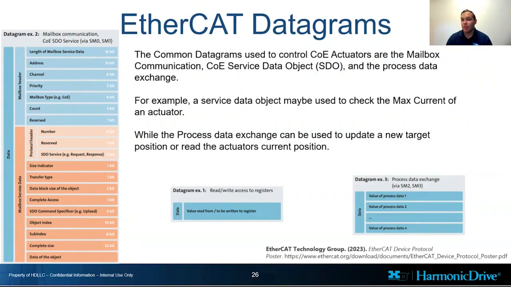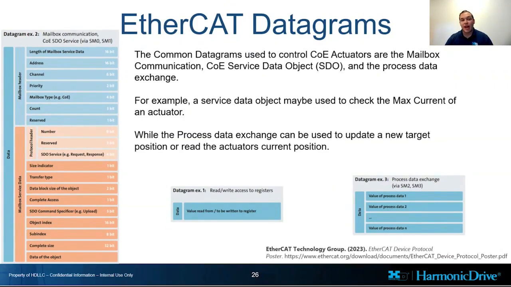An example of this is acyclic data. I want to read the maximum current off of an actuator on my network. In this case, it would make sense to use a service data object because it's not a cyclic type of communication. It's something that I just need to check on this one parameter infrequently, or however often I please. It's not something I want to be continuously polling.